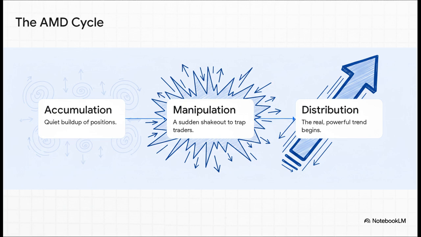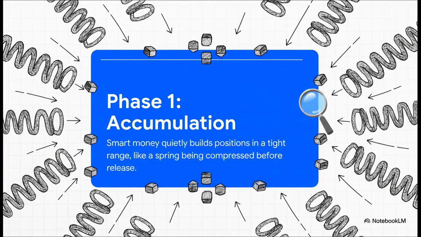Let's start with phase one. The whole cycle kicks off with accumulation. This is the phase where the big institutions are quietly building up massive positions, but they do it in a way that doesn't cause a huge price spike. The analogy of a spring being compressed is perfect. All that potential energy is getting stored up, just waiting to be released.